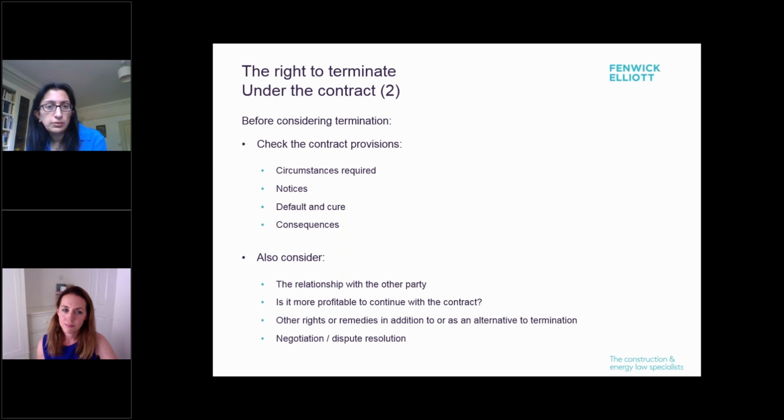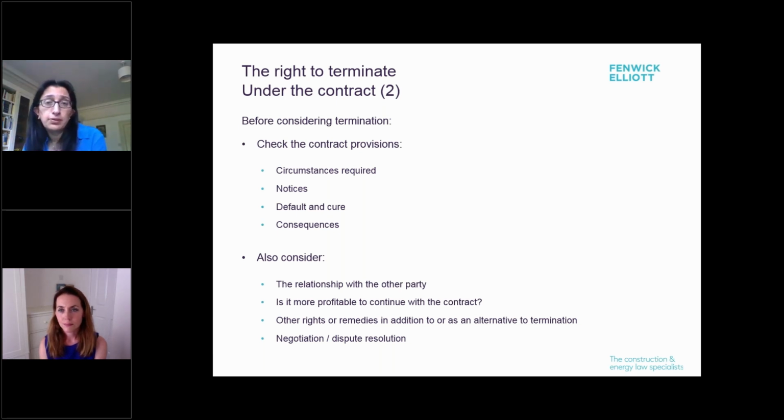The default and cure I've talked about. We need to understand that, and a wider issue to understand on default and cure is what actually is the cure. Not every breach has an obvious cure. So is what the contractor or the employer has done to remedy the breach enough? Is it sufficient? Have they got themselves over the line? So we need to consider what we would believe to be enough to take away the right to terminate.